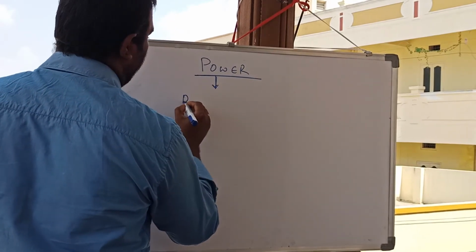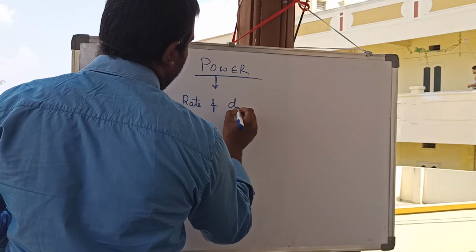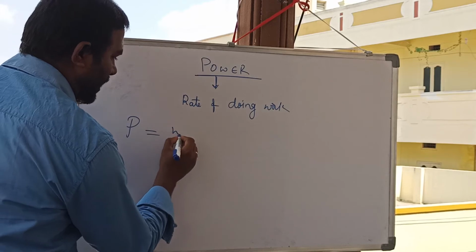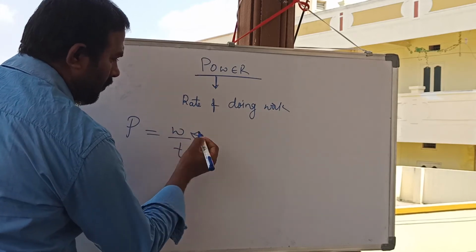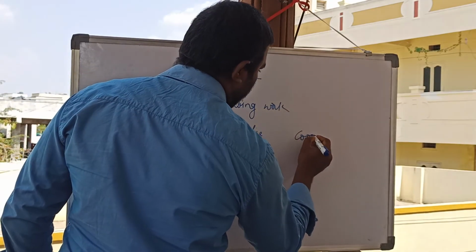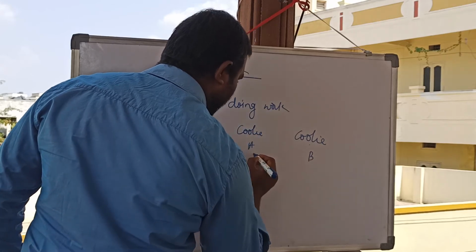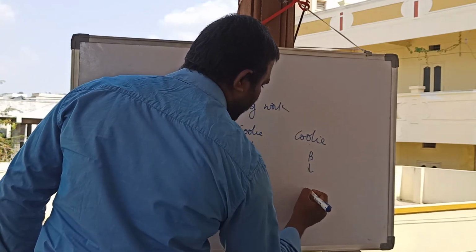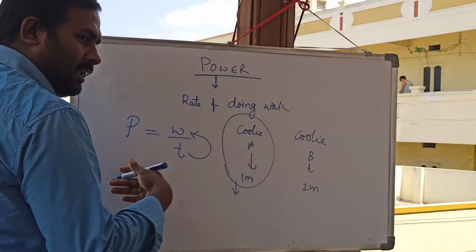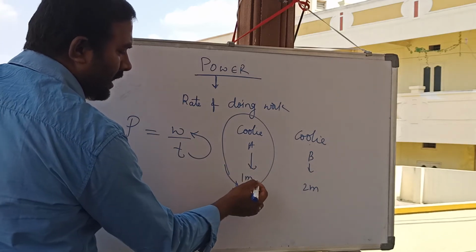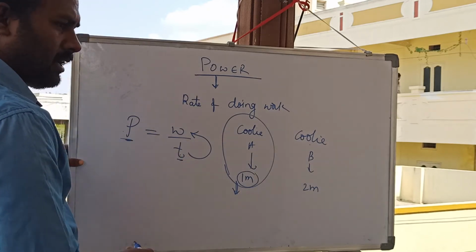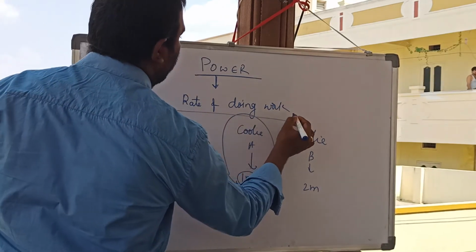Power is nothing but the rate of doing work. We know that power can be expressed as W by T. Suppose, for example, coolie A and coolie B both are doing the same work, but he completed it in 1 minute and he completed the same work in 2 minutes. Then whose power is more here? Coolie A has double the power. He utilized double the power to do the work in less time. So less time means more power. So power and time are inversely proportional here. Therefore we can say that the rate of doing work is called power.